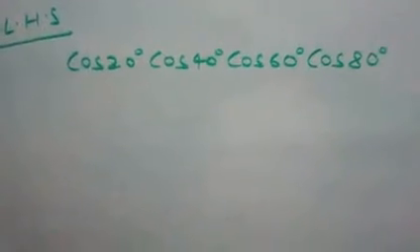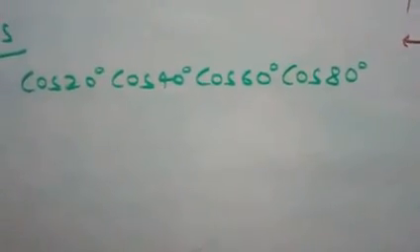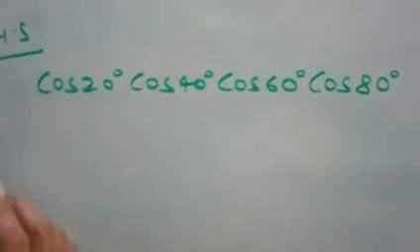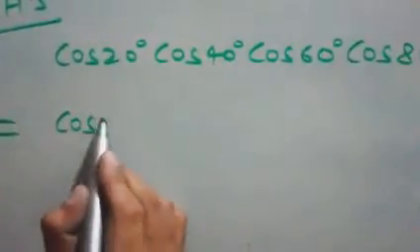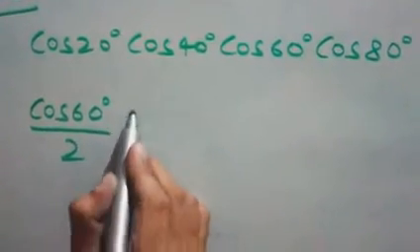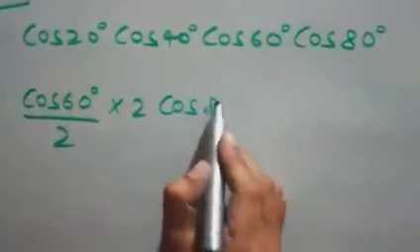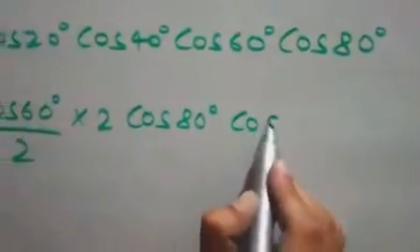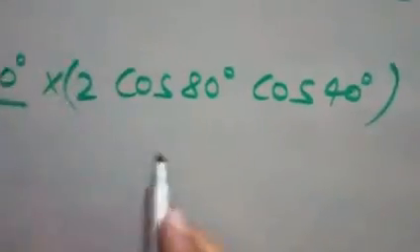See the question number 6. The left hand side is cos 20 into cos 40 into cos 60 into cos 80. Here we have to prove that it is 1 by 16. So here the value which is known to us is cos 60. Then we have to divide by 2 and multiply by 2, and we write the major value, for making our calculation easy, nothing else.